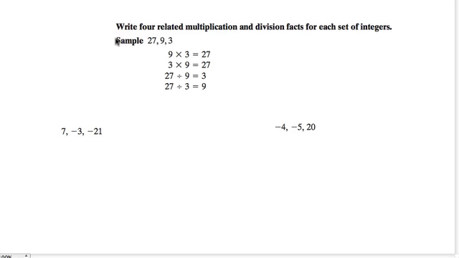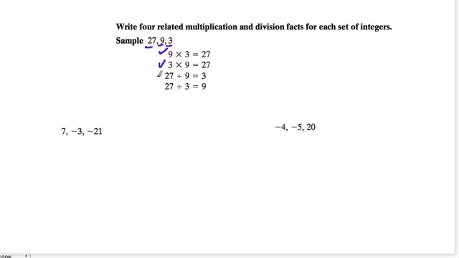Okay, so here we're writing multiplication and division facts for each set of integers, or positive and negative whole numbers. They give us a sample with these three numbers. Notice they first take 9 times 3 to make 27. That's one fact. Another fact would be 3 times 9 is 27, just changing the order around.